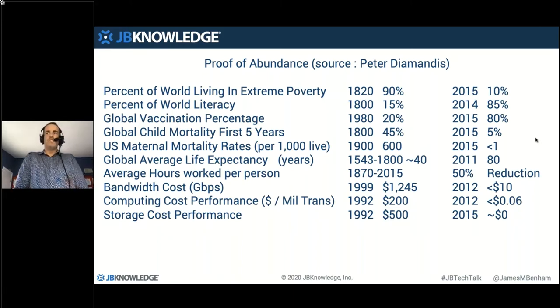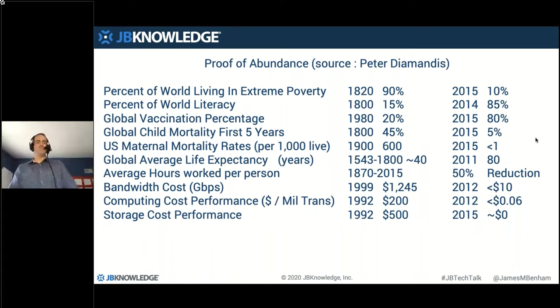1999, on the verge of a new millennium. This is wild. It was $1,245 per gigabit per second for bandwidth, and now it's under 10 bucks. Computing cost performance, dollars per million transistors, was 200 bucks in 1992. Now it's 6 cents in 2012. Now it's way less than that.